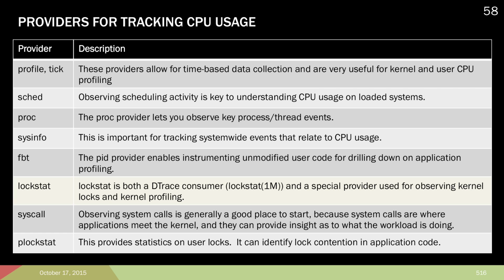lockstat is both a DTrace consumer, i.e. the program lockstat, and a special provider used for observing kernel locks and kernel profiling. Observing system calls is generally a good place to start because system calls are where applications meet the kernel, and they can provide insight as to what the workload is doing. plockstat provides statistics on user locks. It can identify lock contention in application code.